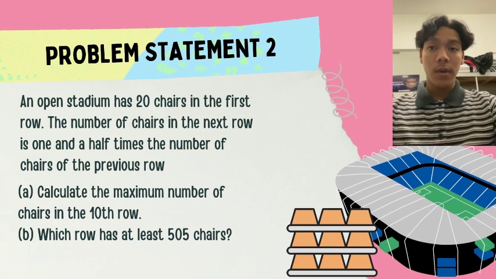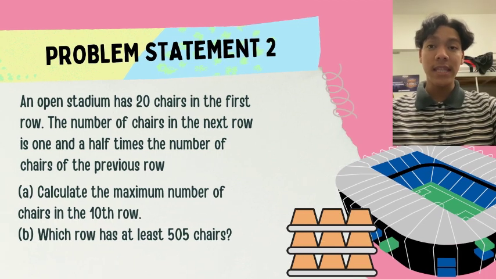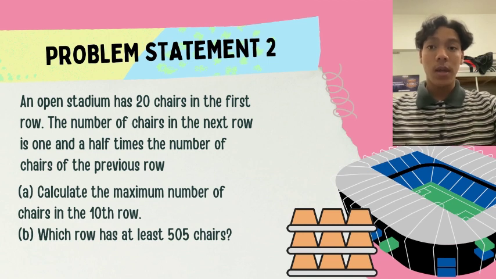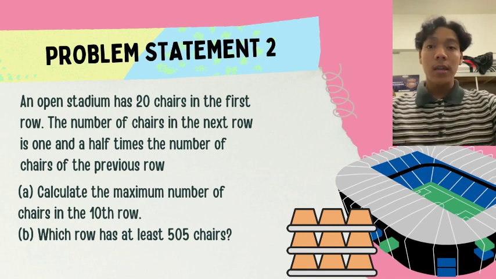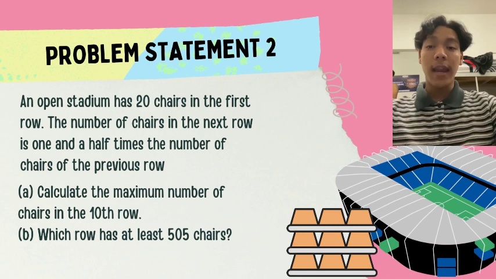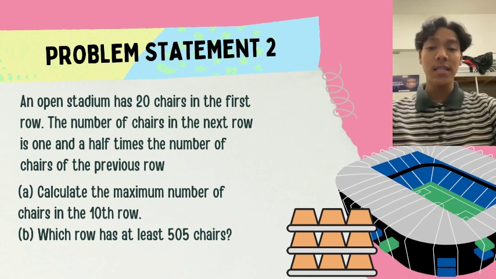Problem statement 2. An open stadium has 20 chairs in the first row. The number of chairs in the next row is 1.5 times the number of chairs of the previous row. For question A, calculate the maximum number of chairs in the row. For question B, which row has at least 505 chairs?